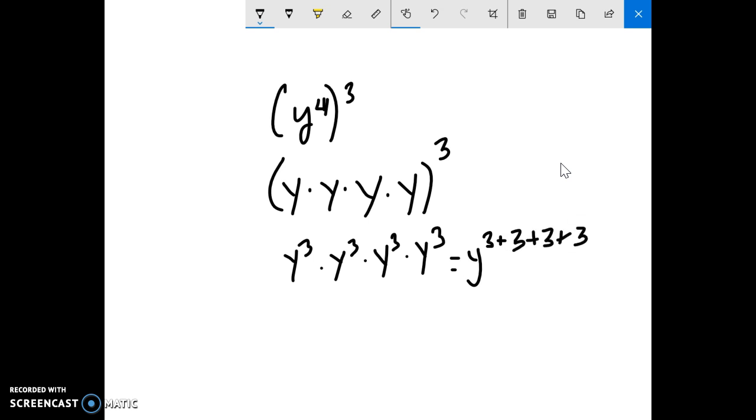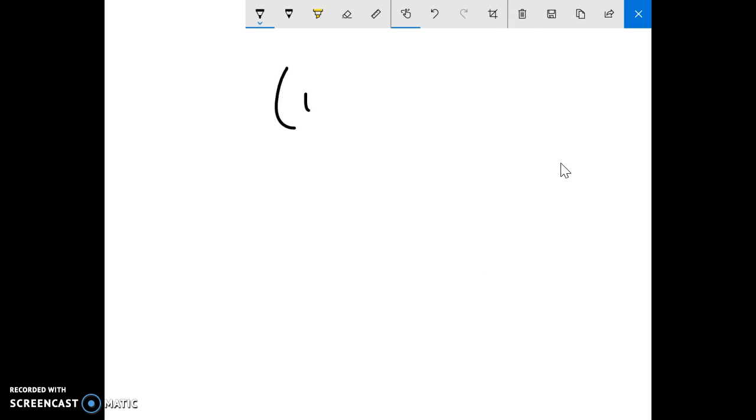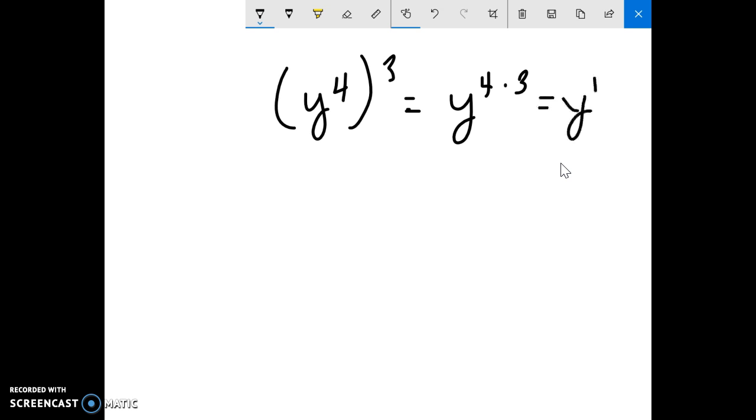We can use the product of powers property to add the exponents: 3 plus 3 plus 3 plus 3. We see that's y to the 12th. Now we know that for y to the fourth to the power of 3, there's an easy way around that, and that would just be y to the fourth times 3. And 4 times 3 is 12. Therefore, it's y to the 12th.